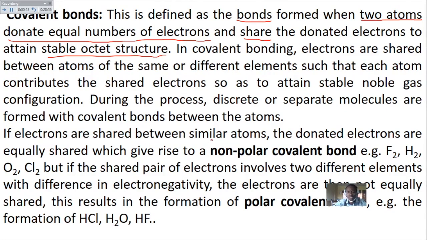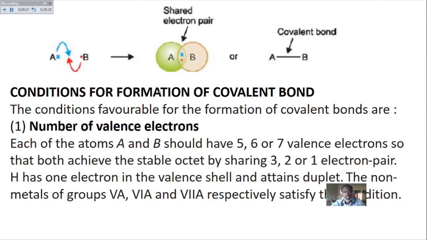If electrons are shared between similar atoms, the donated electrons are equally shared, which gives rise to non-polar covalent bonds, like this particular one, because the same atoms are sharing their valence electrons. But if the shared pair of electrons involves different elements with different electronegativity, this is very, very important, the electrons are then not equally shared. Such is called a polar covalent bond. We are going to see an example of such.